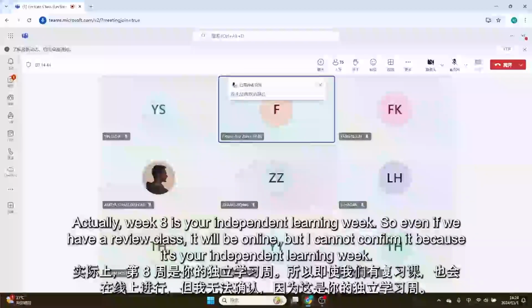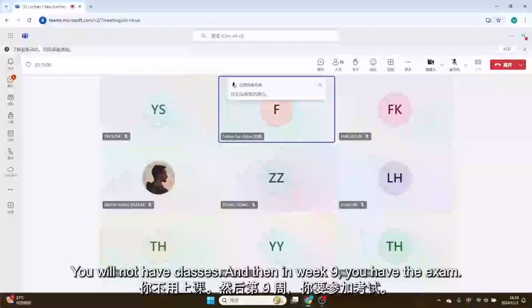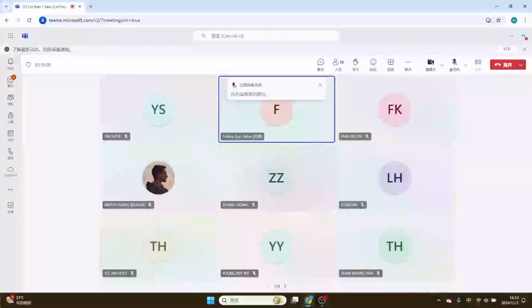Midterm review. Actually, week 8 is your independent learning week. So even if we have a review class, it will be online, but I cannot confirm it because it's your independent learning week. You will not have classes, and then in week 9 you have the exam.